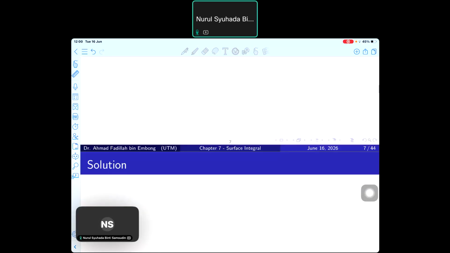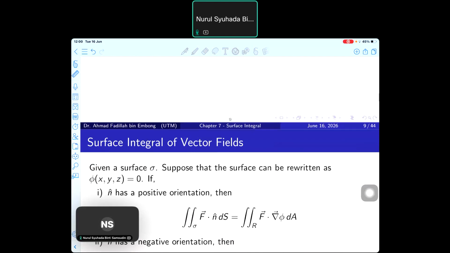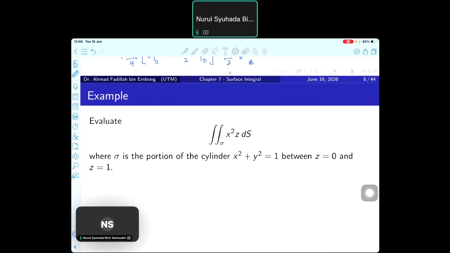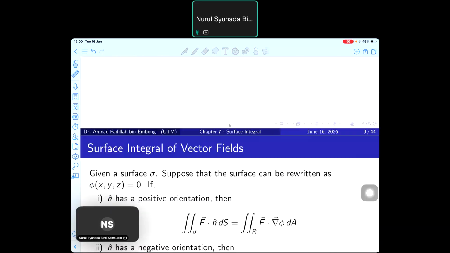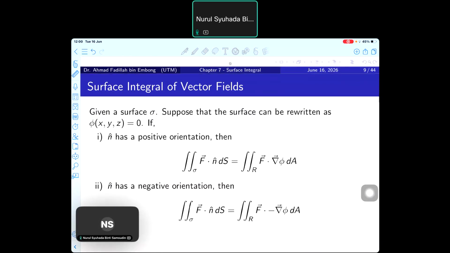So now let us look at the surface integral of a vector field. Here we have another formula that will be your exercise. So now I want to look at the surface integral of the vector field. Given a surface sigma, this is the formulation of how to compute the surface integral of the vector field.